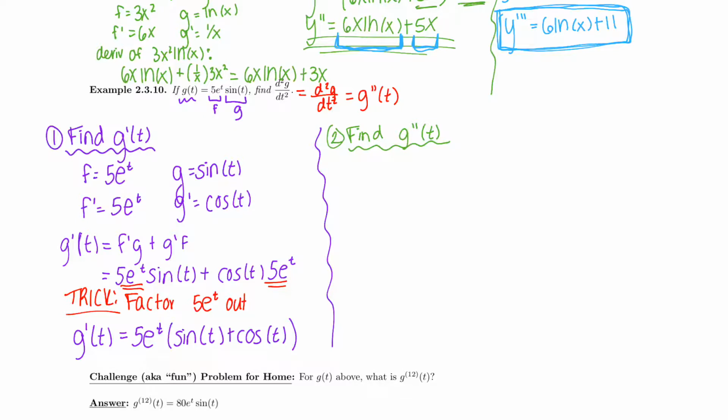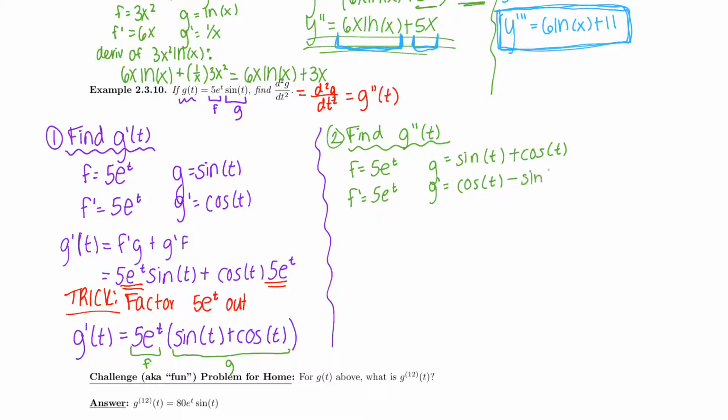So let's find g double prime of t. Again, product rule, but we only have to do it once. So we have f and g. Our f is 5e to the t, which we already discussed has the derivative 5e to the t. G is sine t plus cosine t. So g prime will be cosine t. And then this will become plus negative sine t, so I'm just going to write minus sine t, because that's the same thing as plus negative.